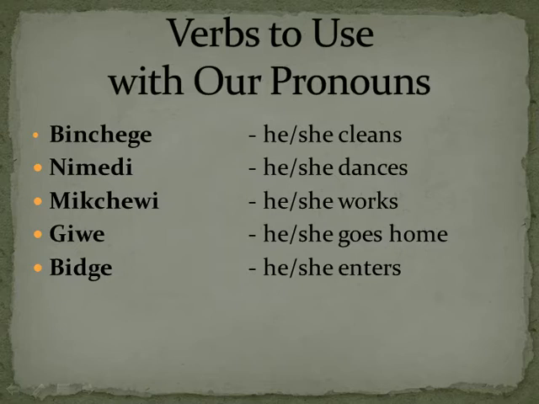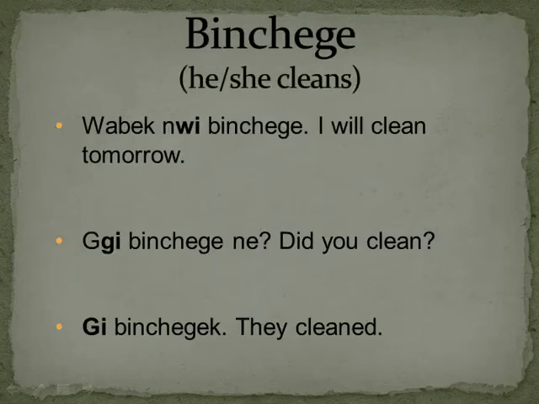So with binchige, let's do a little practice actually with one of them. Wabak nui binchige, I will clean tomorrow. You notice the we indicates the future, and the n on the front of that is the I. So nui, I will. Binchige, clean. Wabak means tomorrow.